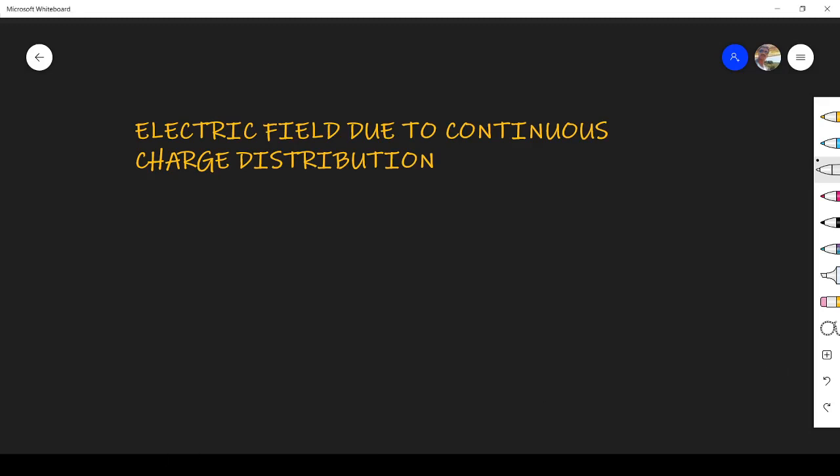Hi students, in this class we see electric field due to continuous charge distribution. The first question that arises here is why we have to go for continuous charge distribution, right? In real time it is very difficult to identify individual charge, right? So why? Because the world is full of charge.